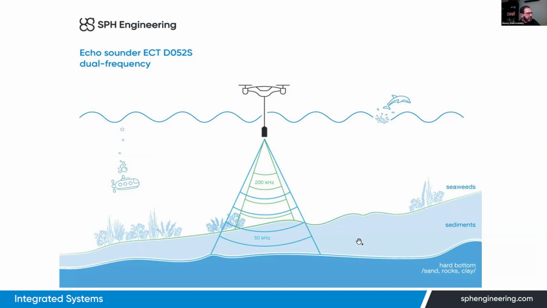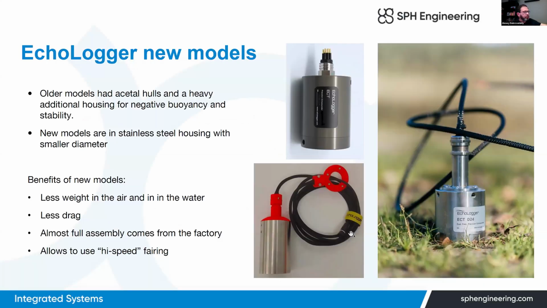So let's discuss new models. Here, we started to supply echo sounder systems, as I remember, starting from 2020. And initially, and for a few years, actually till the current year, we provided standard Echologger models designed for manned and unmanned boats without absolutely any modifications.